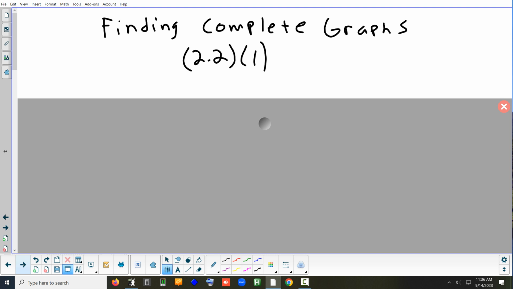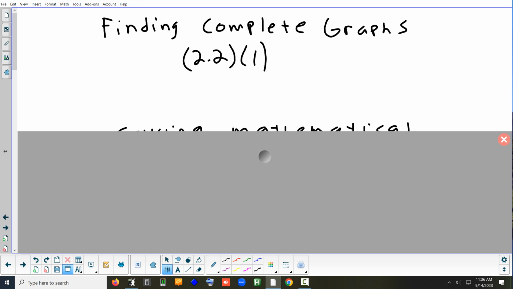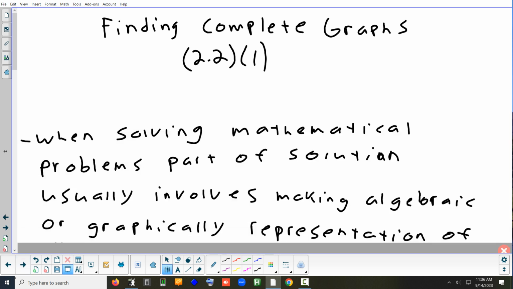So what did we say finding a complete graph means? When you look at the calculator, it means you can see everything that's important. So for a cubic, it means you can see the turns, if they do. If they don't turn, you can see the little curve in the middle. If it's a parabola, you're looking for the low or the high point. So you can see everything that's important.